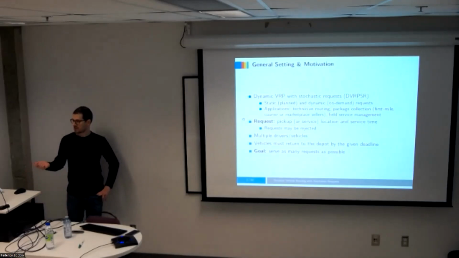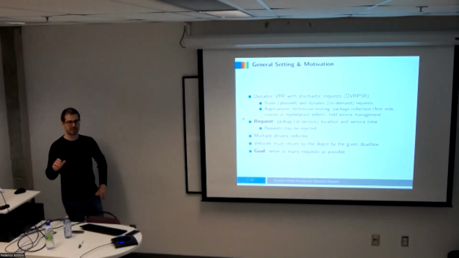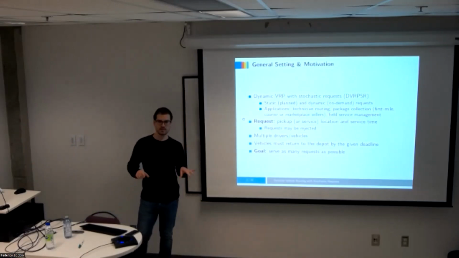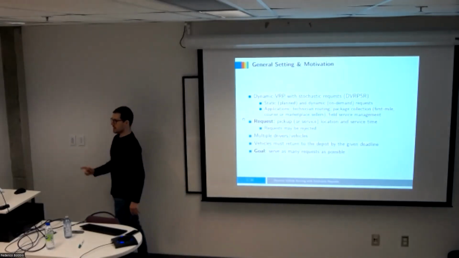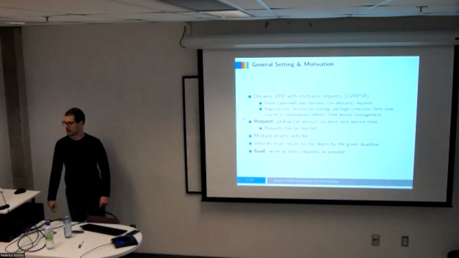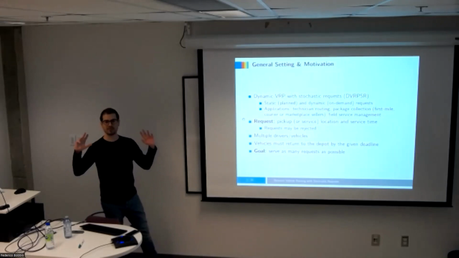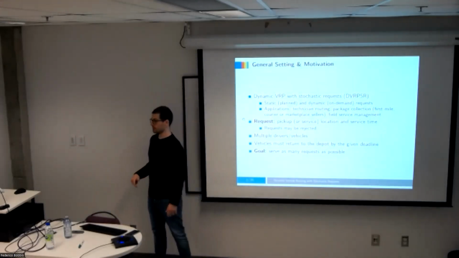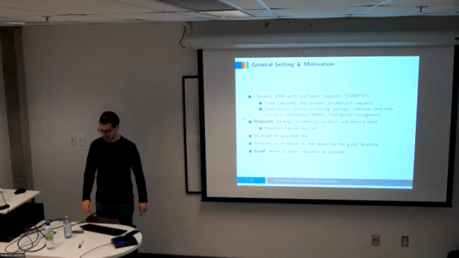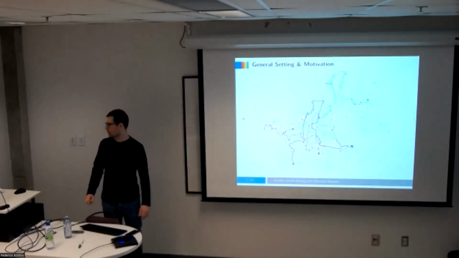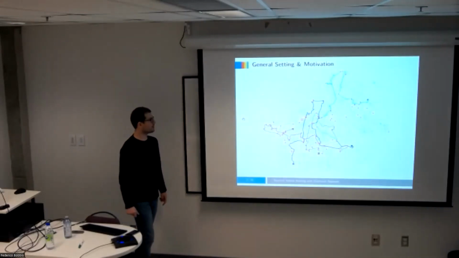So a request is just a pickup location or a service location. It's not a pickup and delivery context, it's just going to the place, serving the request, and that's it. And you have multiple drivers and vehicles. The only constraint is that all of these vehicles have to return to the depot before the end of the service period. And the goal is to serve as many requests as possible. So this is, as I said, the prototypical version of dynamic vehicle routing.